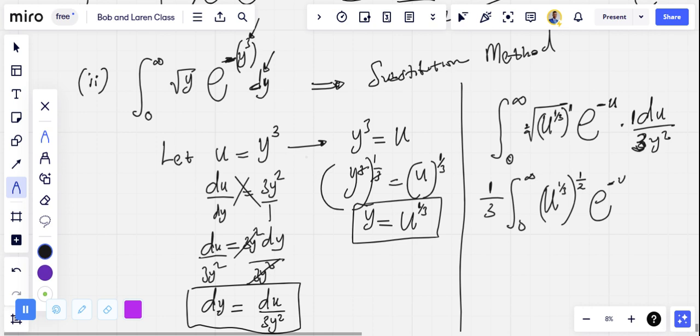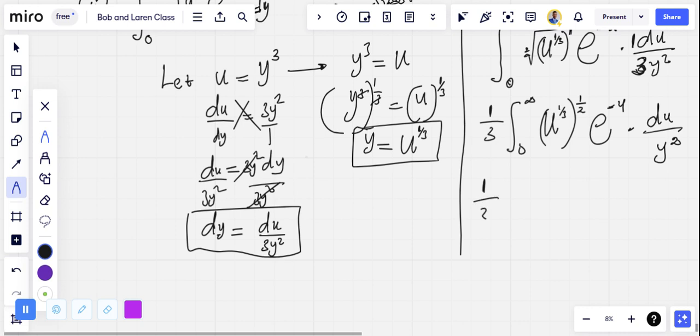So I have e to the power of negative u, I have du. So I'll be left with over y squared, right? Sorry, this y squared now. I have to transform this y. So let's do it one after the other. I only want to see the variable I substituted. I don't want to see any other letter aside from u. So this is 1 over 3 times 1 over 2. That's 1 over 6. E negative u du over this y, which is equivalent to u to the power of 1 over 3, right? Y is u to the power of 1 over 3. Then times, I still have the square.